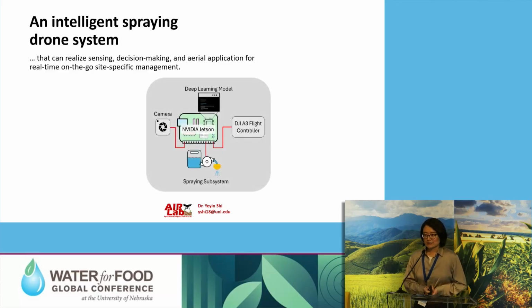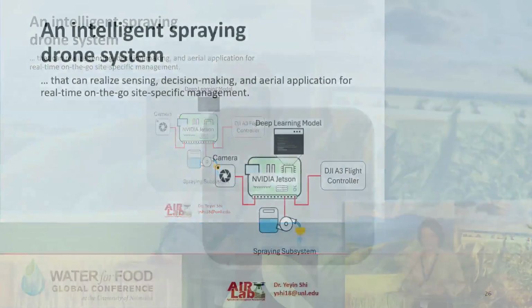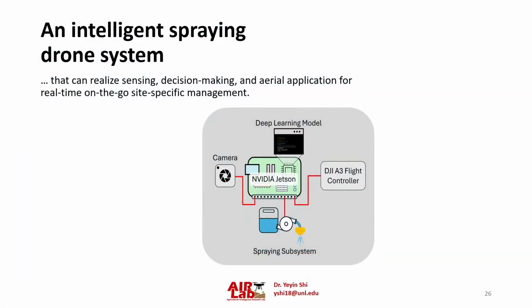So we have already developed a prototype. We're using one of the drones, a DJI drone that's just available in the lab, and then we put an NVIDIA Jetson computer there. The Jetson computer is actually talking to the drone flight controller. We also hook a camera there, and the camera is connecting to the Jetson computer.